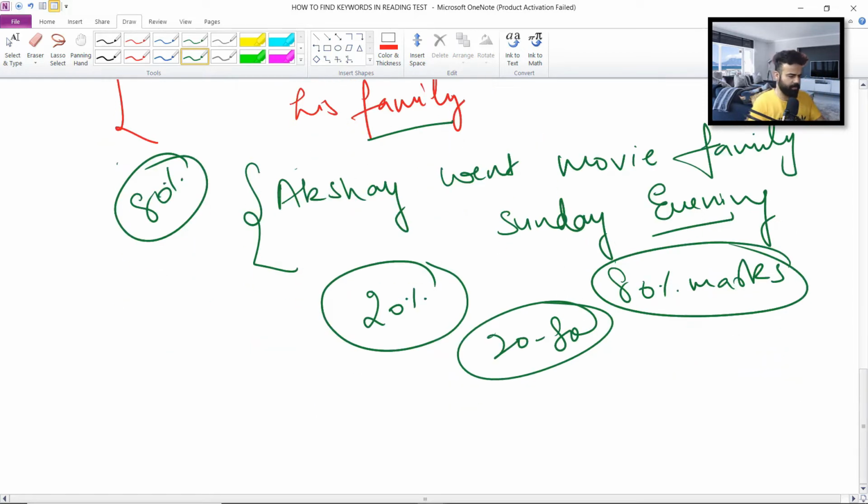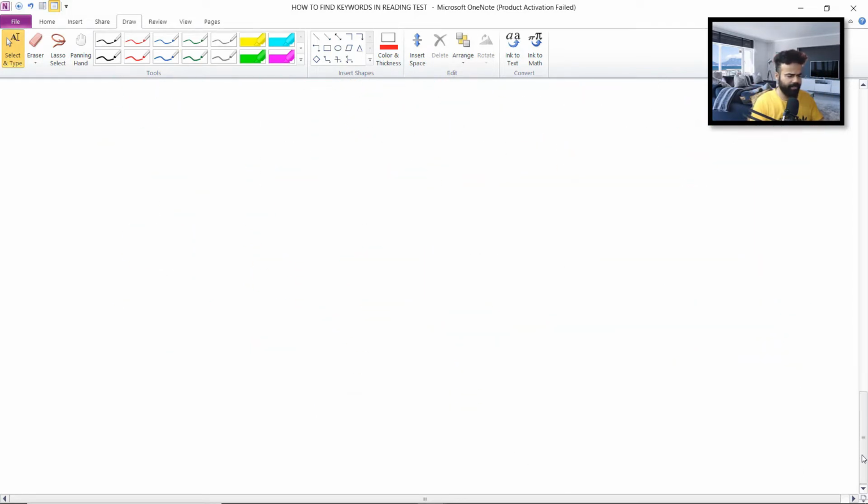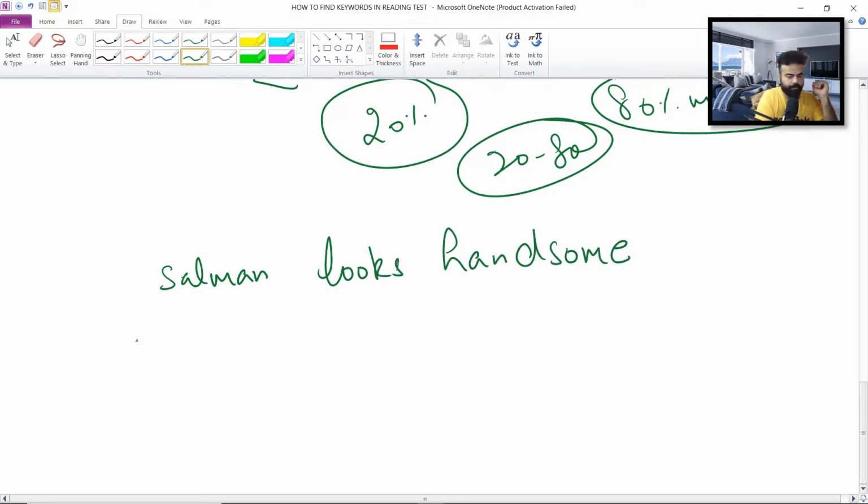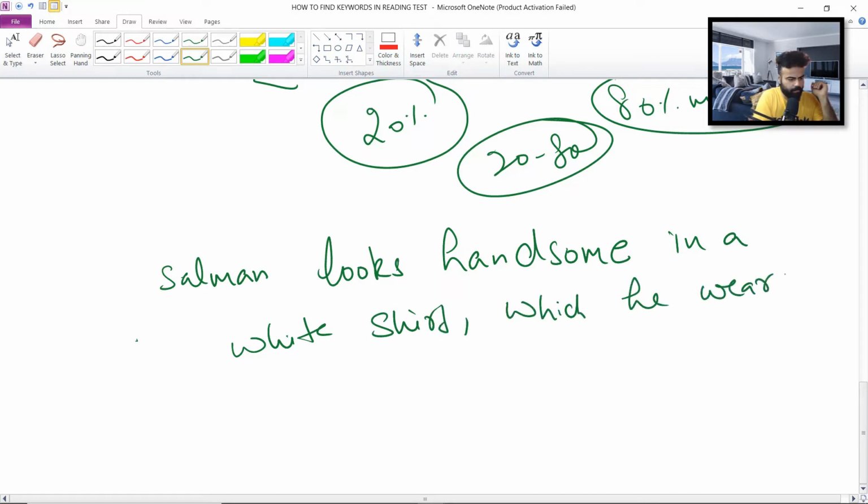So now let's look at one more example to understand this technique better, and then I'll give you steps as well which you can follow if you are not able to highlight these keywords. Okay, so let's say we have this statement: Salman looks handsome in a white shirt which he wears on Saturdays. Now if I ask you to highlight focus keywords here, can you do that?